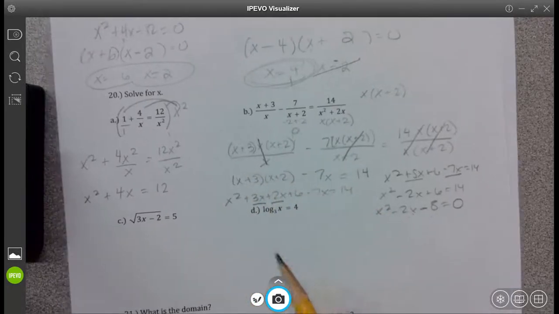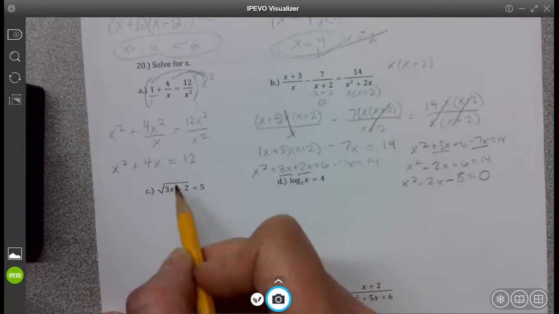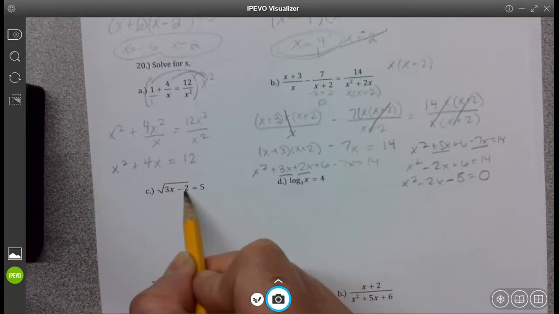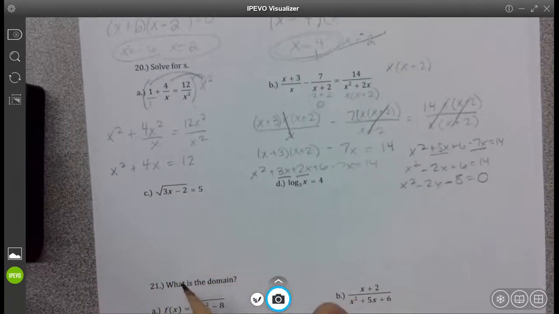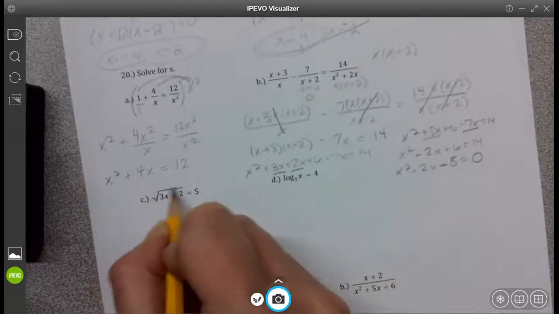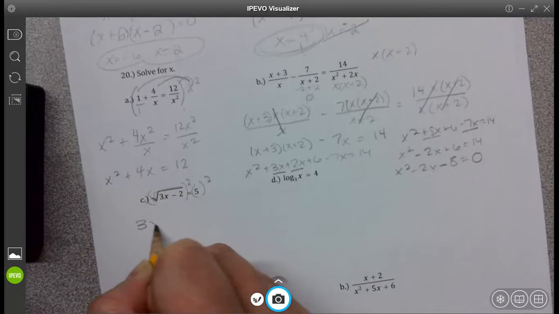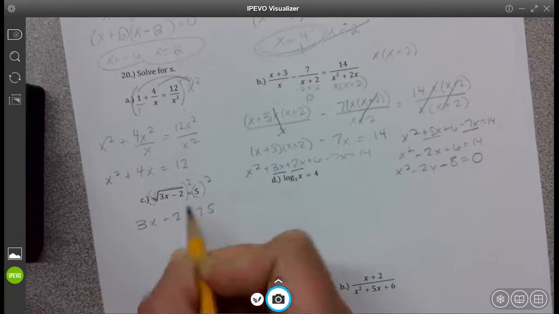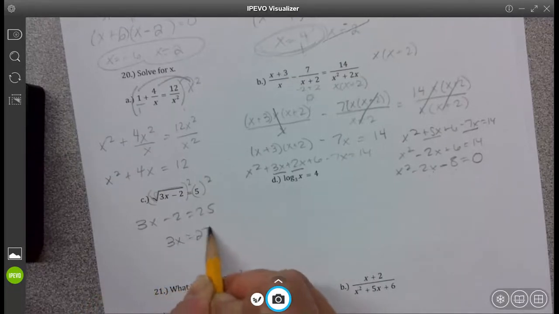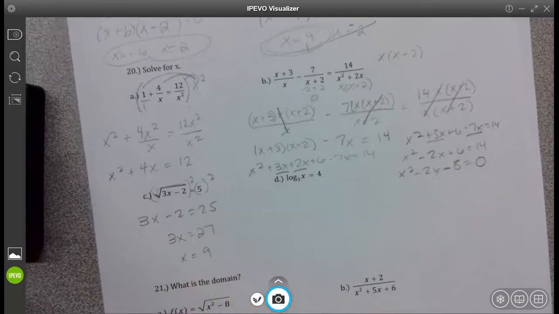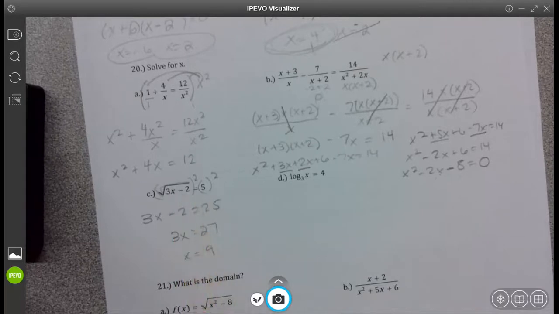Part C. They want you to solve for x. So I need to get x by itself, get rid of the square root, get rid of the 2, get rid of the 3. Okay. Get rid of the roof. Raise the roof. Square it. So you square it, you add 2, divide by 3. Make sure you put 9 back in to see if it works. 27 minus 2 is 25. Yep, it works.